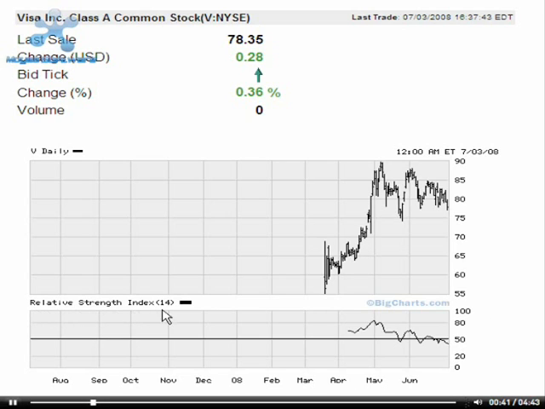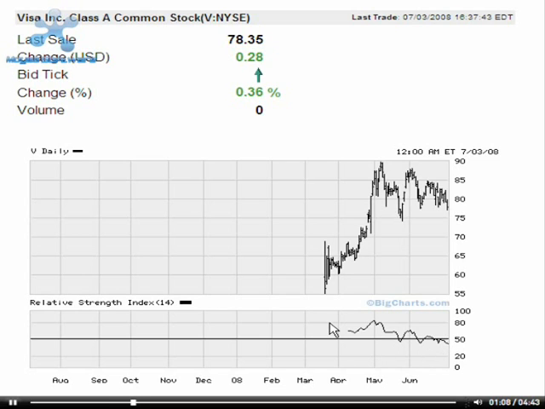Here we have the relative strength index. Now let's take a look at how this compares with the price index. Well, first we'll take a look at when it was at 80. You might ask yourself, what does this mean? Well, when this is above the 50 line, this means that it's overbought. Anything below means it's oversold.